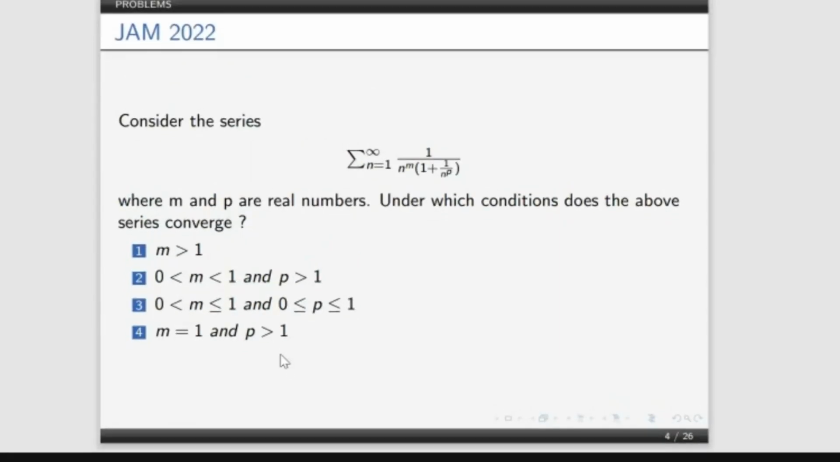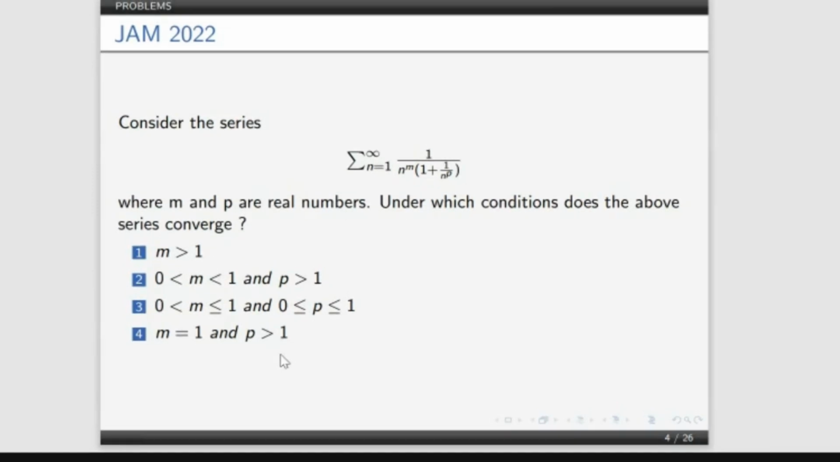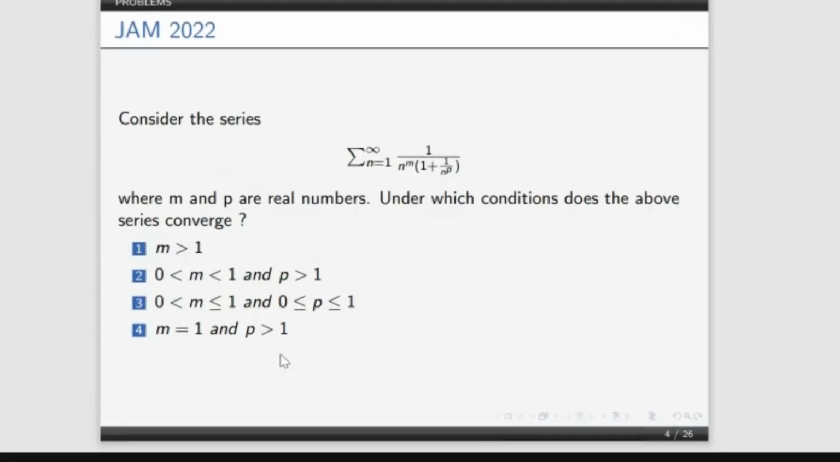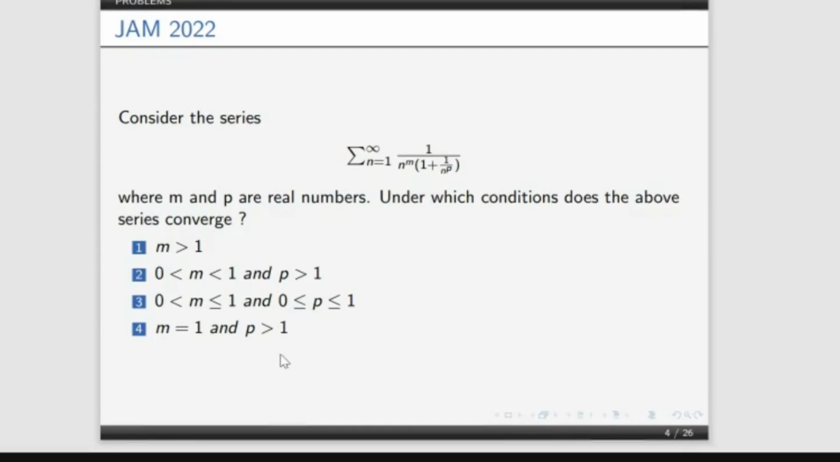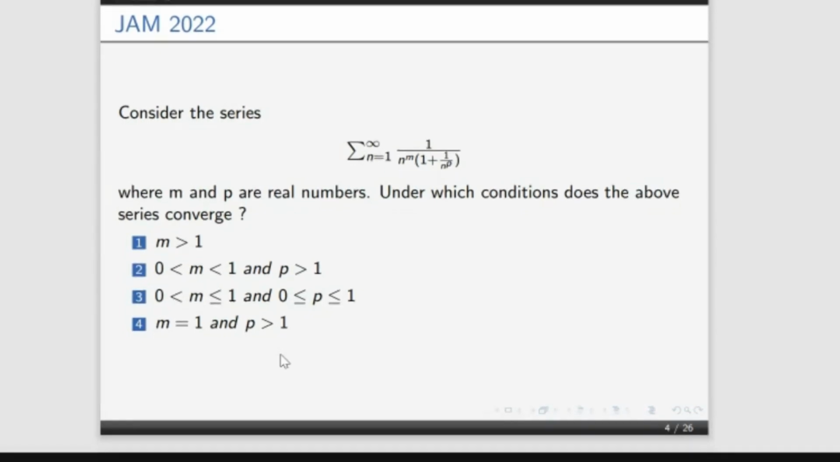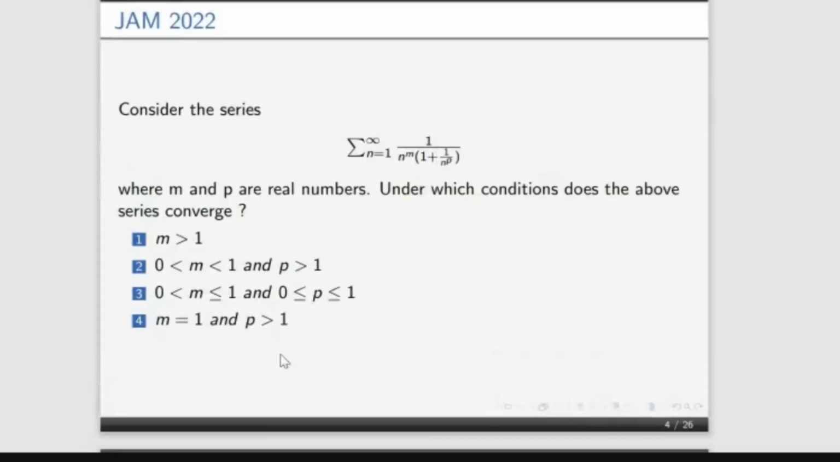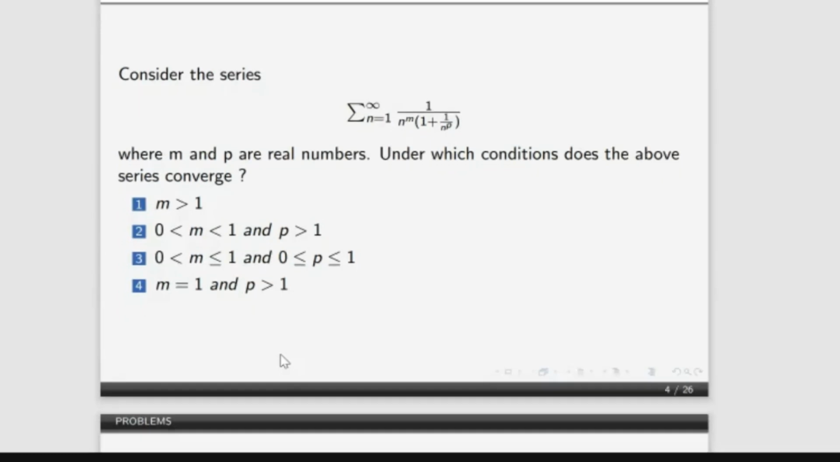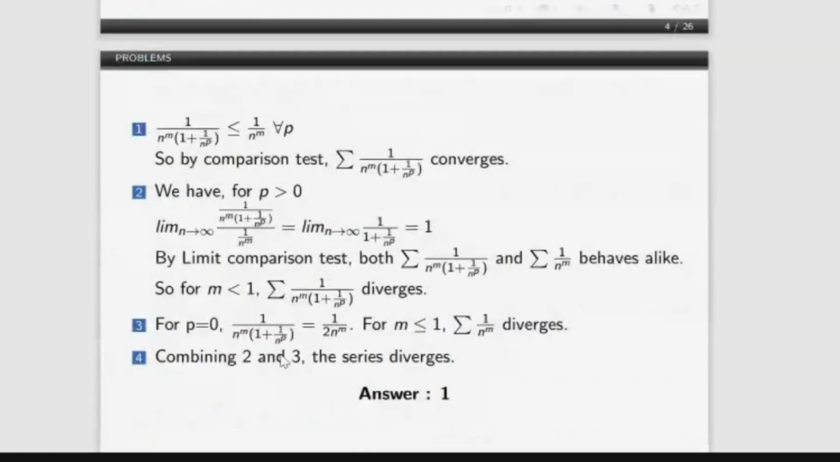Ma'am, take un as 1 upon n to power m into 1 plus 1 upon n to power p, and vn as 1 upon n to power m. Then un upon vn is finite. Yes, that is it. We are applying the limit comparison test, right? Yes, so we are going to the answer, that is the explanation.